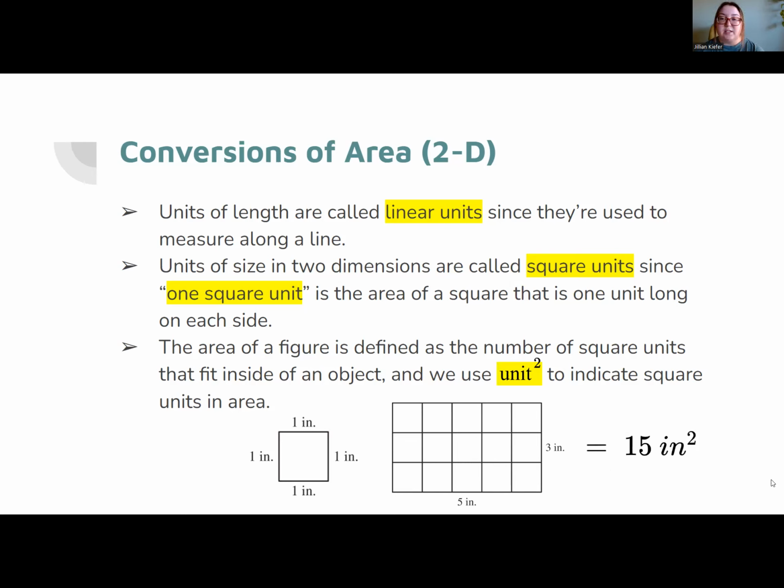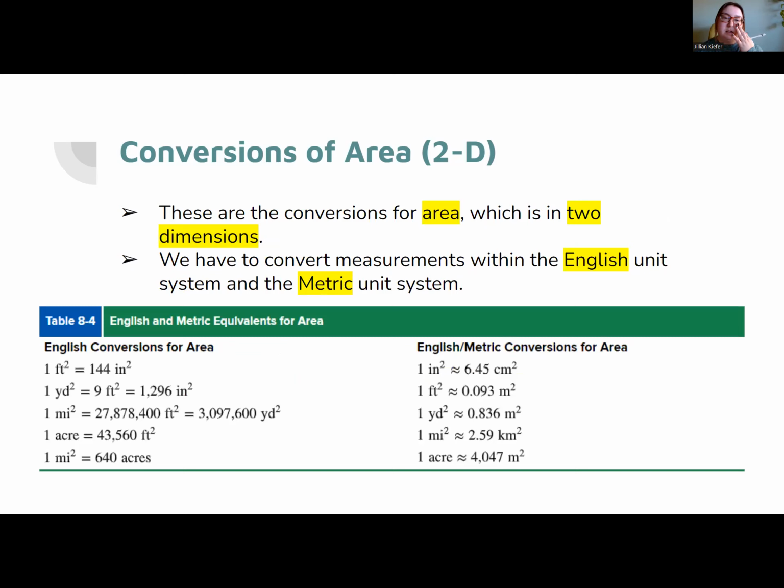So conversions in 2D are often things like area and whatnot. So those are kind of the types of things we're going to look at. So these are conversions for area, which is 2 dimensions. So surface area, regular area, things like that. We have to convert measurements within the English unit system and the metric unit system sometimes. So we have some measurements here. So in our table, which we'll use throughout our section here, we have English conversions for area, and then we have English to metric conversions for area. So if you do have to use them, then that's what they are.